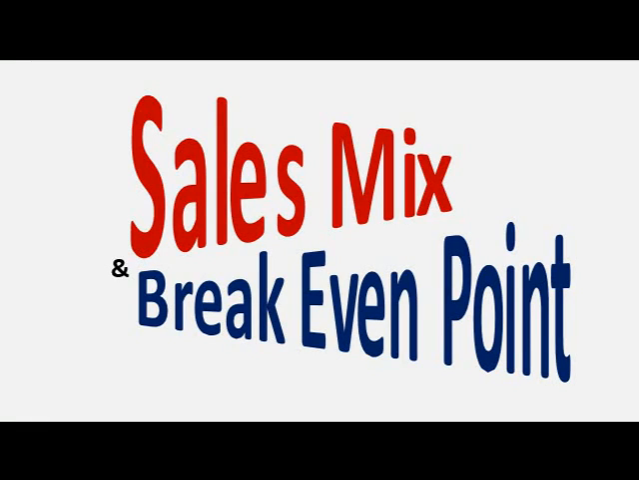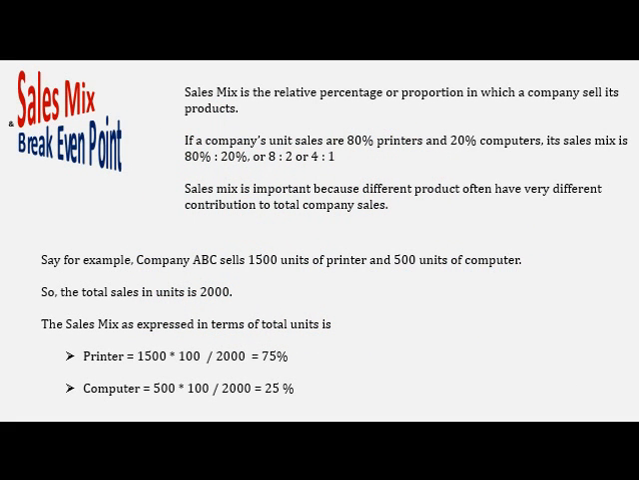In this video we will look into sales mix calculations as part of product management concepts, and understand how break-even point is estimated for each product, when a product is part of a product mix using the sales mix data. Sales mix is the relative percentage or proportion or ratio in which a company sells its products. For example, if a company's unit sales are 80% printers and 20% computers, then its sales mix is 80% to 20%, or a ratio of 4:1.